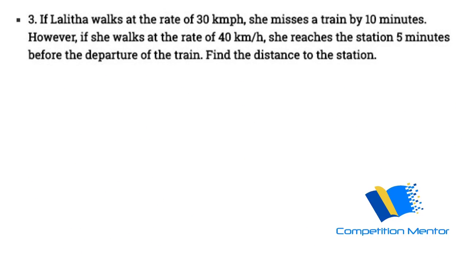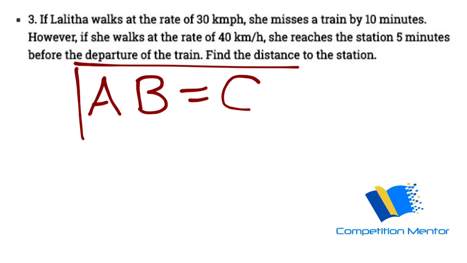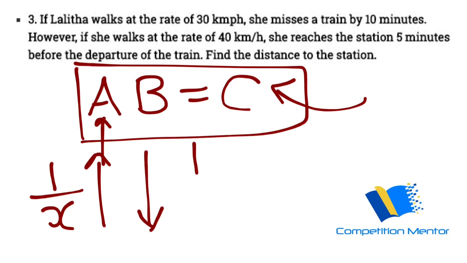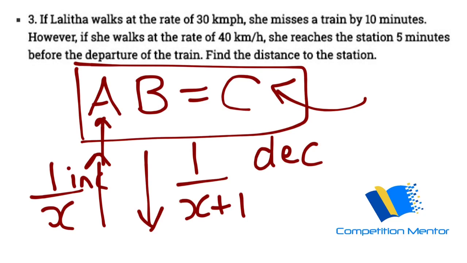Now before explaining the next concept, I will tell you one basic concept about AB equals C. So what is AB equals C? Whenever you have this kind of thing where C is constant, what will happen is that a 1 by x increase in one will result in a 1 by x plus 1 decrease in the other, right? So this is increasing and this is decreasing. Whichever it is, that's what's happening. So here the same concept can be used.